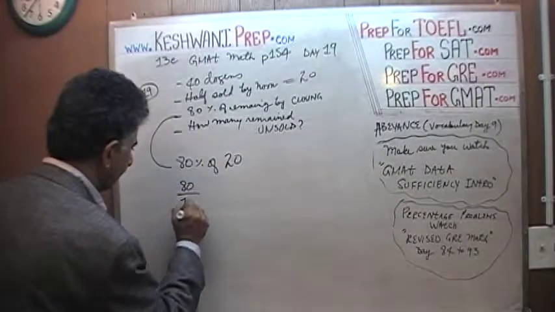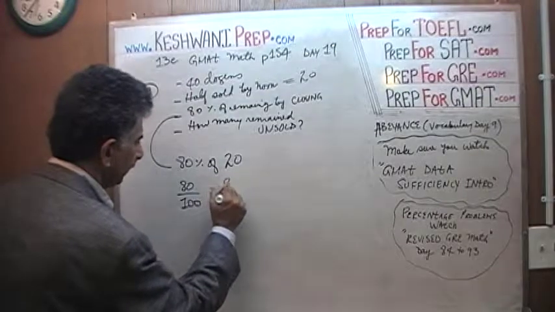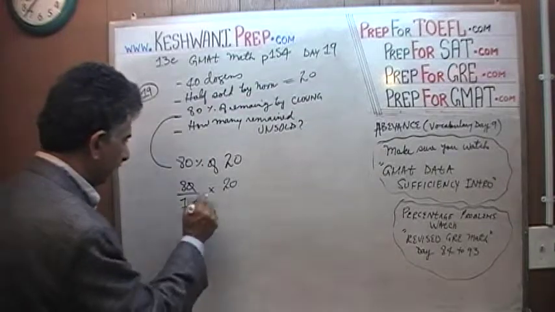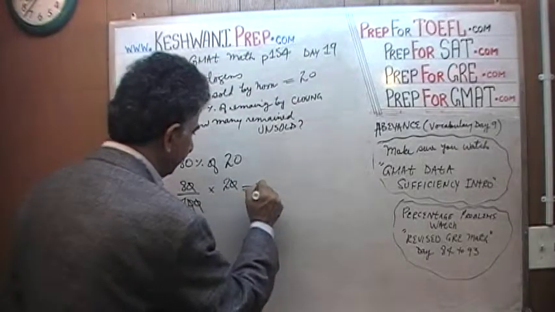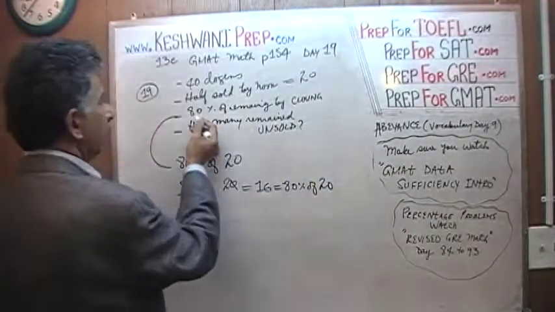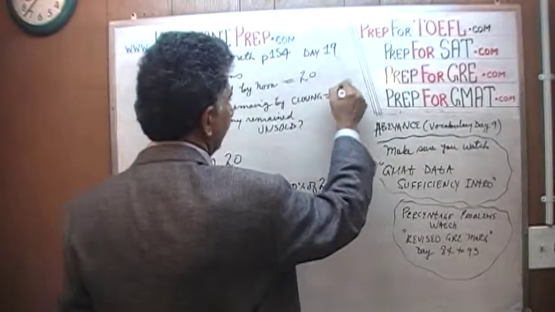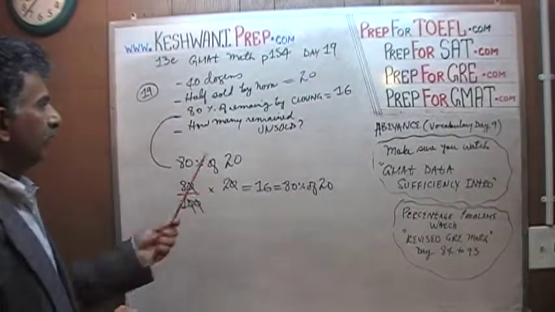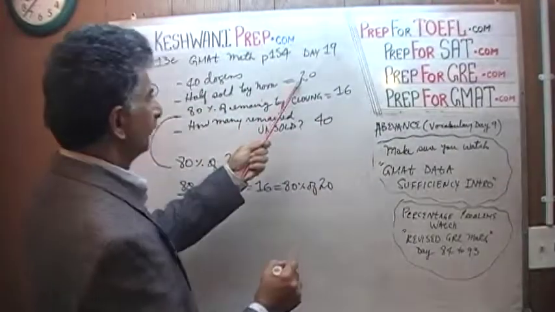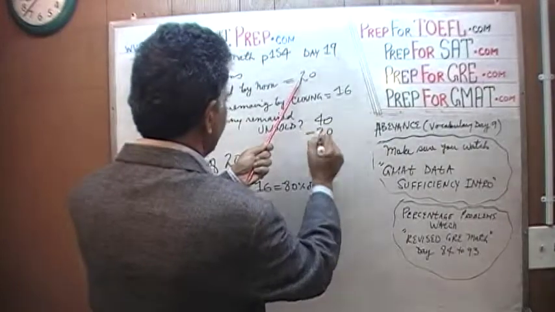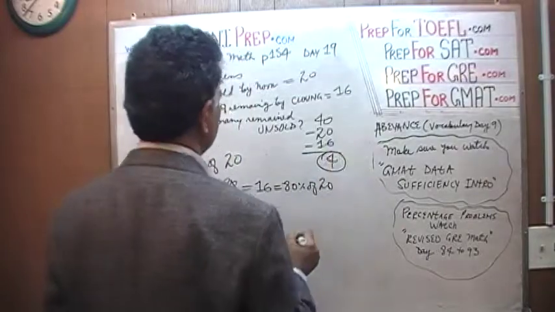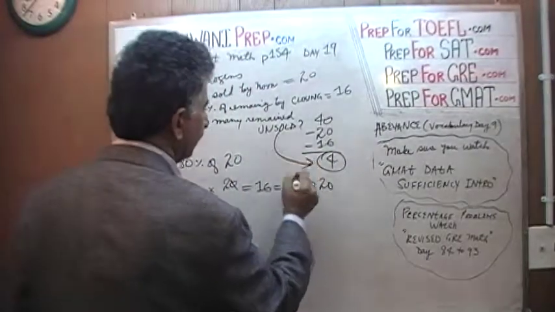80% is the same as 80 over 100. Of means times 20. Divide top and bottom by 10, that gives us this. Divide top and bottom by 2 again, that gives us this. Which means 16 equals 80% of 20. So 80% of the remainder were sold by closing, which is 16. How many of them remain unsold? Well, he started out with 40. He sold 20 by noon, and he sold another 16 by closing. So he has 4 unsold. 4 of them are remaining unsold.